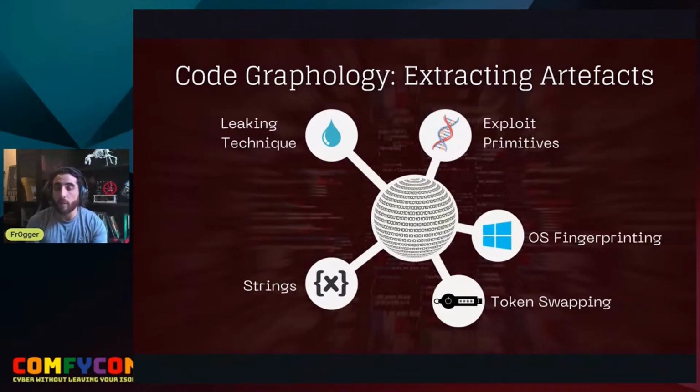Then we have exploit primitives. Exploit primitives are basically internal functions or features of the Windows operating system that can be used to set up the correct environment to exploit the vulnerability.